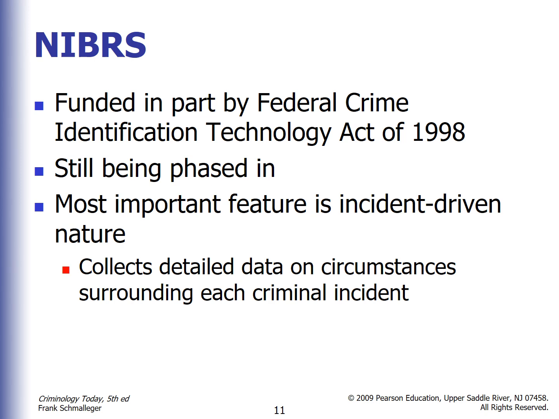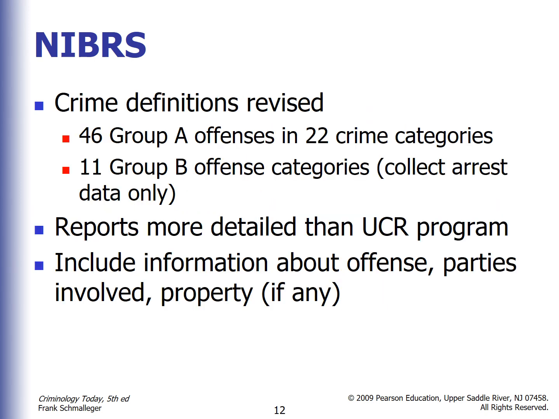And certainly if we're collecting the data on a national level, we can see patterns nationally as well. So NIBRS is extremely useful in that regard. They revised the definitions of crimes. They came up with 46 offenses in Group A, which they created 22 crime categories. Then they have 11 in Group B, which they only collected data from arrests.